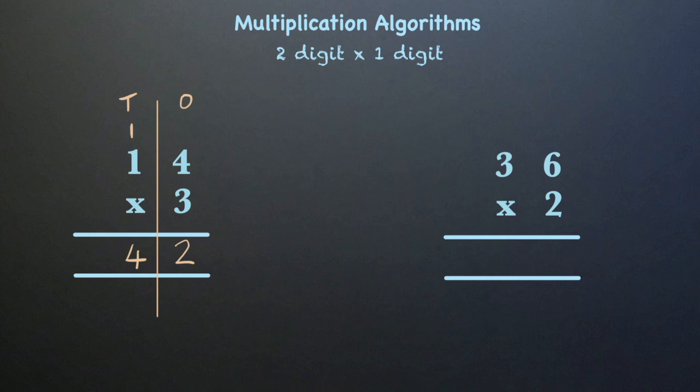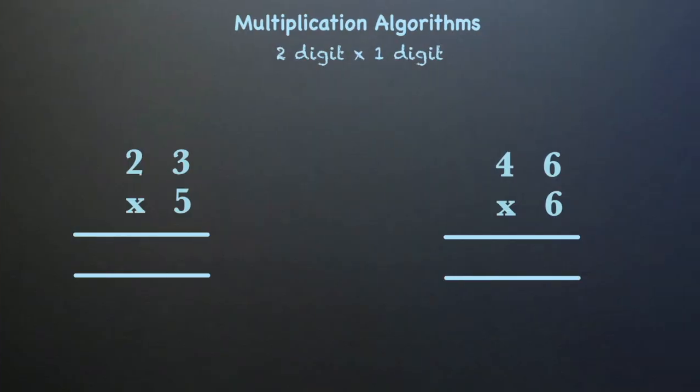So once again, I'm just going to draw a line. We've got our tens, we've got our ones. We've got 6 ones multiplied by 2. We know 6 times 2 is once again 12. I can record the 2 ones down here and the 1 ten up here. Then I've got 3 tens times 2. I know 3 times 2 is 6, plus 1 more makes 7. So I've got 7 tens in total. Record that with the tens, and there's my answer, 72.